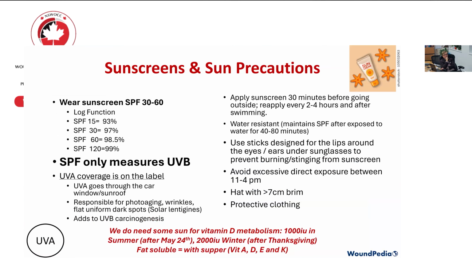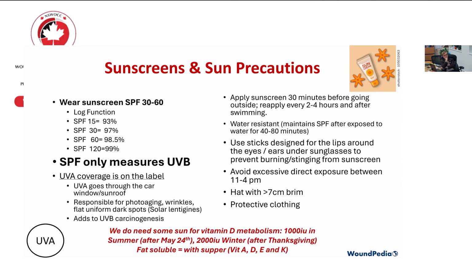And a sunscreen's a log function, so a 15 gives you 93, a 120 gives you 99, a 60 gives you 98.5, and a 30, 97. The biggest problem is you put on about half of what you need to get the sun protection factor. Just remember the SPF is only UVB. UVA goes through the car window.